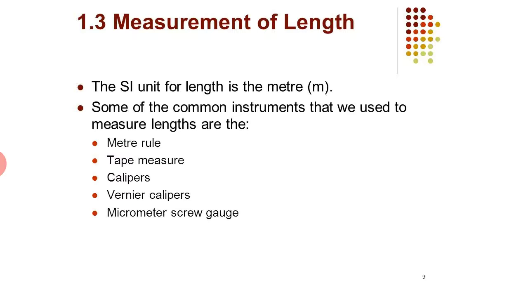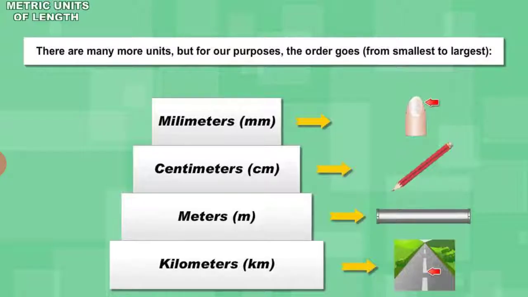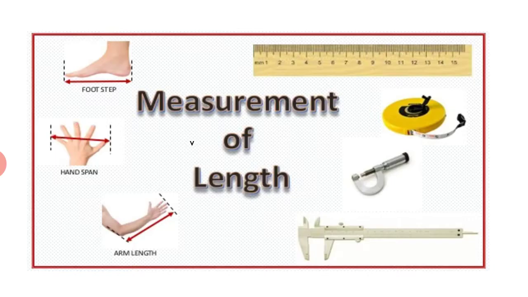Some of the common instruments that we use to measure length are meter rule, tape measures, calipers, vernier calipers, micrometer, screw gauge. These are the units for length. Like we can measure length in millimeters, centimeters, meters and kilometers. And these are the tools through which length is being measured, like footsteps, hand span, arm length.